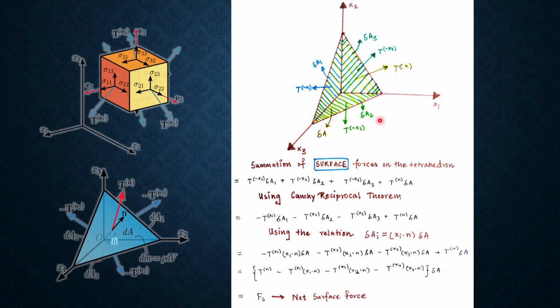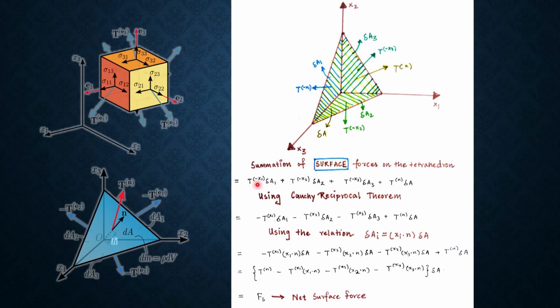So now let's proceed by analyzing the forces that are acting on this element. So we take the summation of the surface forces on this tetrahedron. Now I need to emphasize this word surface, because the only force that will be significant in this case is the surface force. And why is it so? I will show it later on. But as of now, let's just assume that we're taking into consideration only the surface forces.